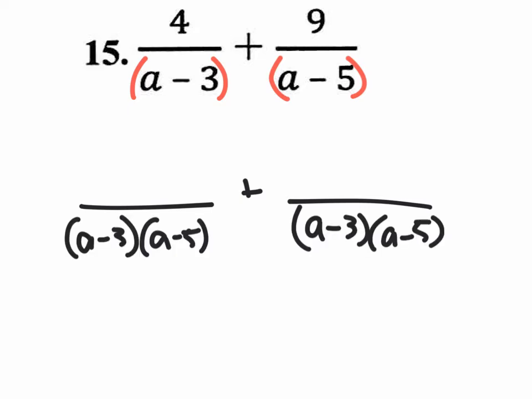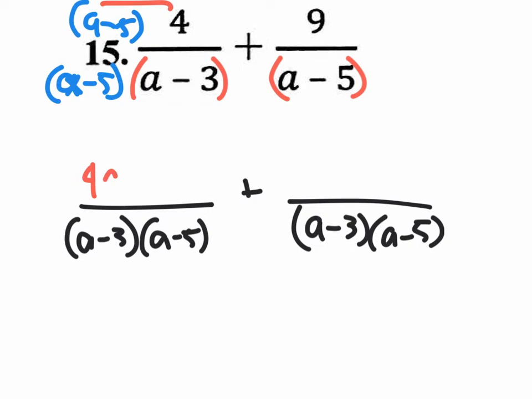So the question is, what do you do to this first denominator to change it to an a minus 3 times a minus 5? Well, you're going to have to multiply it by a minus 5. Whoops, not x, a. And what you do to the bottom, you do to the top, a minus 5 up here as well. Now, because we have a 4 up here, you're going to have to distribute 4 times a, that's 4a, and 4 times 5, that's 20 with the minus sign between them.